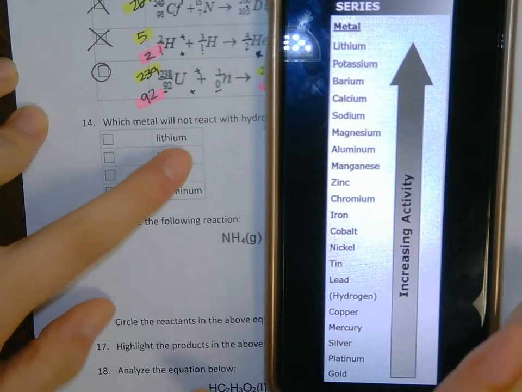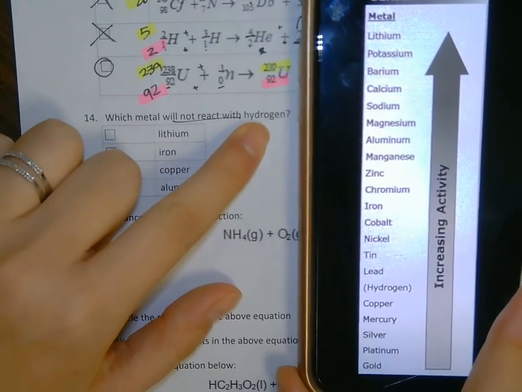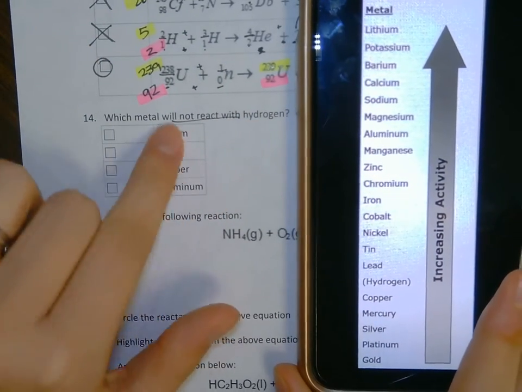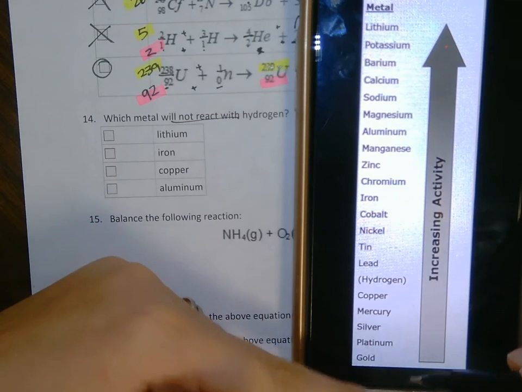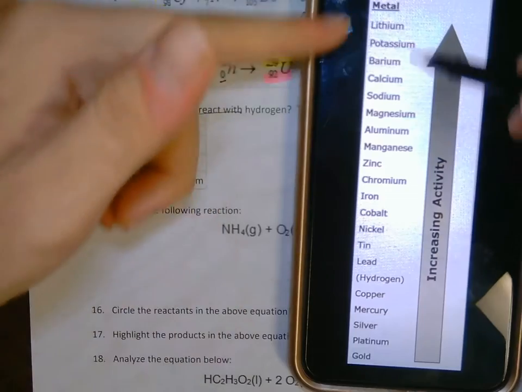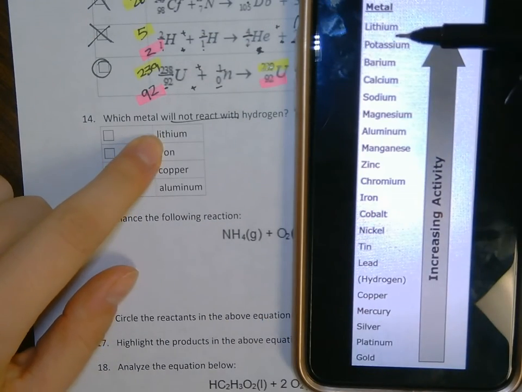So for number 14, it is asking me which will not react with hydrogen. I just have to find which one of these metals is going to be below hydrogen. Things below hydrogen will not react with it. Things above it will. Things below will not. So lithium. Lithium is up here.